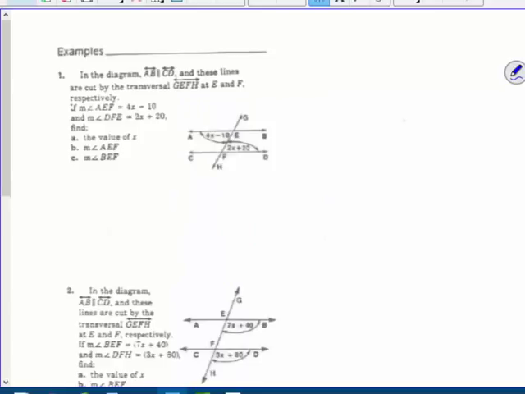Next page. In the diagram, line AB, not segment, line, and you can see the arrows on it, is parallel to line CD. So they're telling me that they are parallel. And these lines are cut by the transversal GEFH at E and F respectively. If the measure of angle AEF, which they labeled 4x minus 10, and the measure of DFE, which they labeled 2x plus 20, find the value of x. So those are alternate interior angles, so I can set them equal to each other.